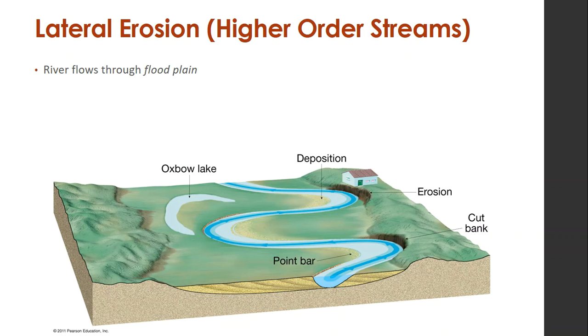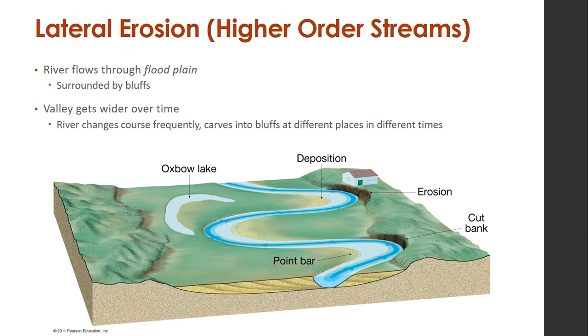And so that river is flowing through what's called the floodplain, which is surrounded by bluffs on either side. Water is always basically trying to flatten out the landscape. So the water is going to flatten out the landscape, and the way the landscape rises up again is through some type of tectonic activity, and then the water is going to erode it away again. So that valley is going to get wider over time.